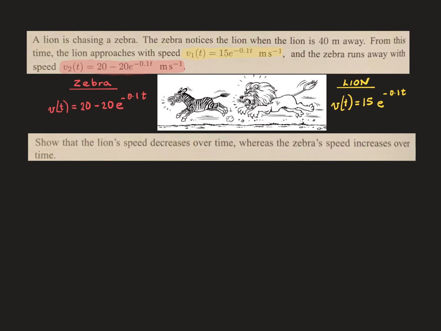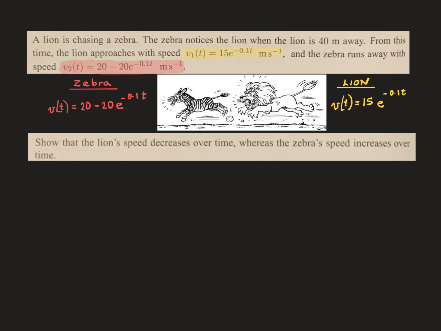Now, to show that the lion's speed decreases over time, whereas the zebra's speed increases over time, we can just draw the graph of both of these functions. To do that, we can just use Desmos or the calculator. But I want to go through those two functions here and see if we can actually recognize the general functions from which they come.